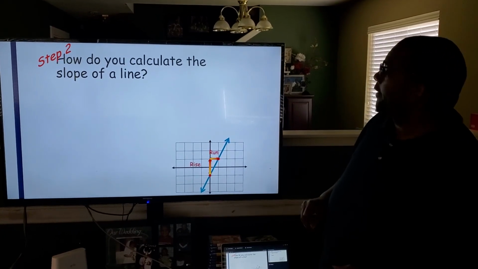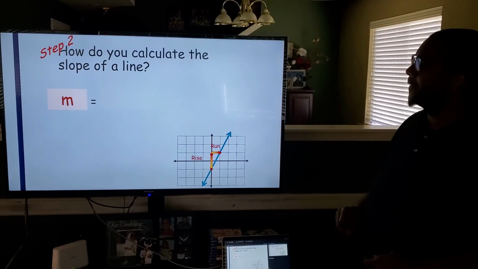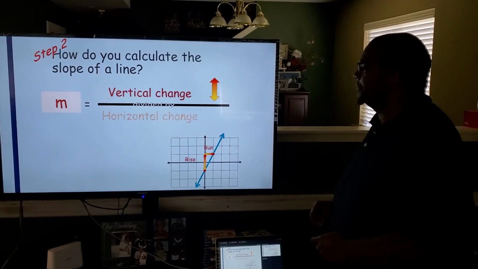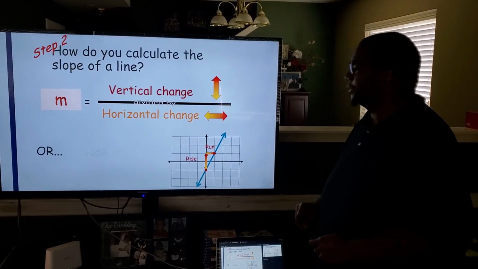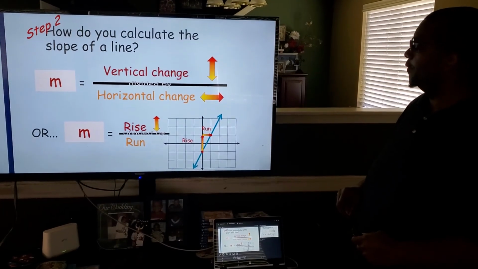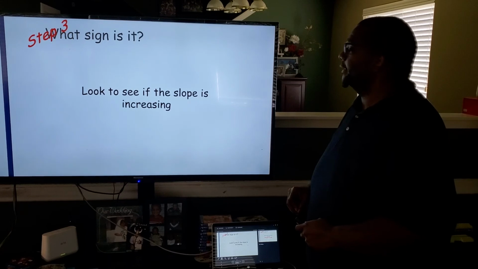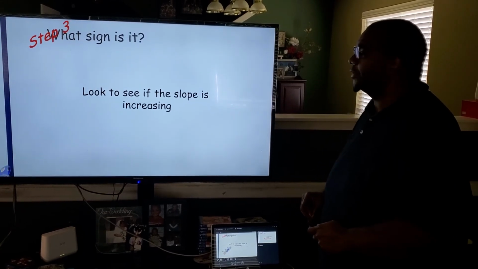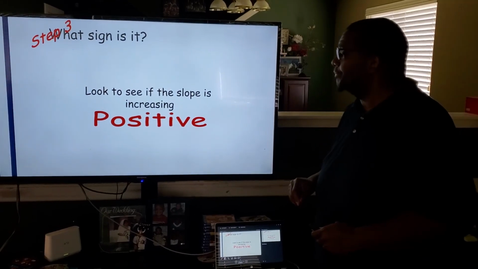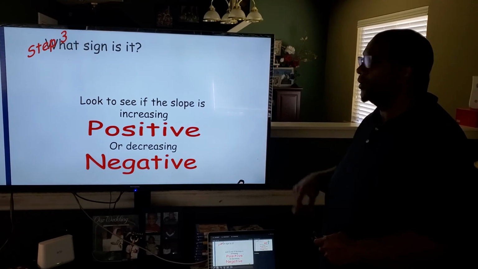Now, let's calculate the slope. Slope is represented by the letter m. It is our vertical change divided by our horizontal change, or rise over run. And then we're going to look to see if it's increasing or decreasing. If it's increasing, we will have a positive slope, a plus sign. Or decreasing, we'll have a negative slope, a negative sign.